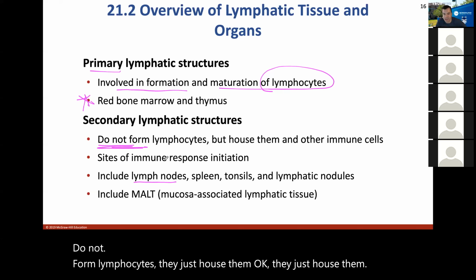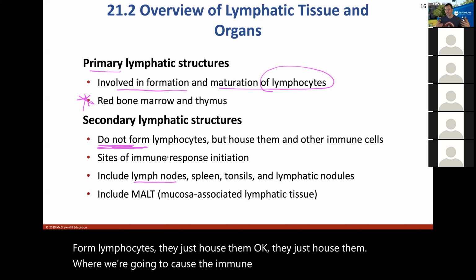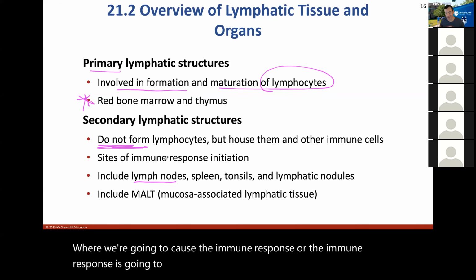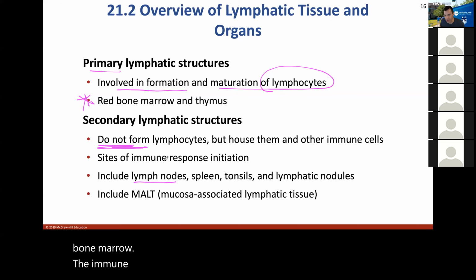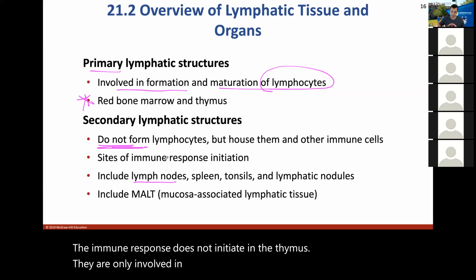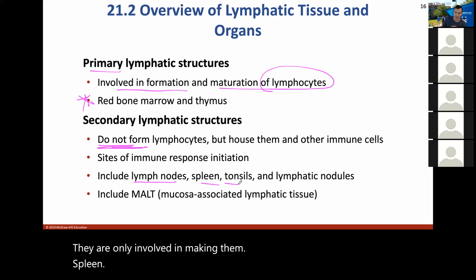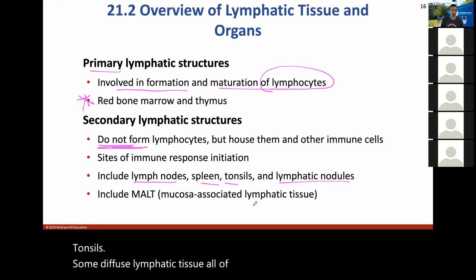Lymph nodes are where the immune response is going to initiate. The immune response does not initiate in bone marrow. The immune response does not initiate in the thymus. They're only involved in making lymphocytes. Spleen, tonsils, some diffuse lymphatic tissue, lymphatic nodules, all of this is secondary lymph structures.